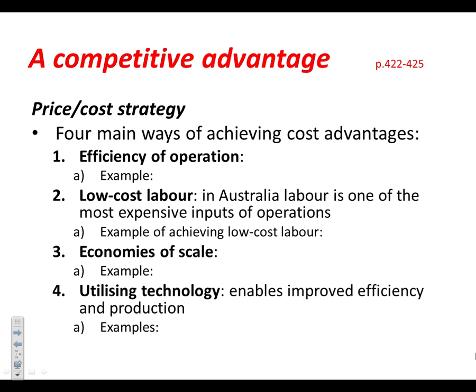The last way to achieve a cost advantage is to utilize technology. And look, you'd be crazy in an SME not to be utilizing some form of technology. Obviously, it enables improved efficiency and production, whether that's through, as an example, using computerization or the use of automation and robotics. This is going to help with your efficiency of production. That can even be included in things like retaining of client information or just using the internet and email.